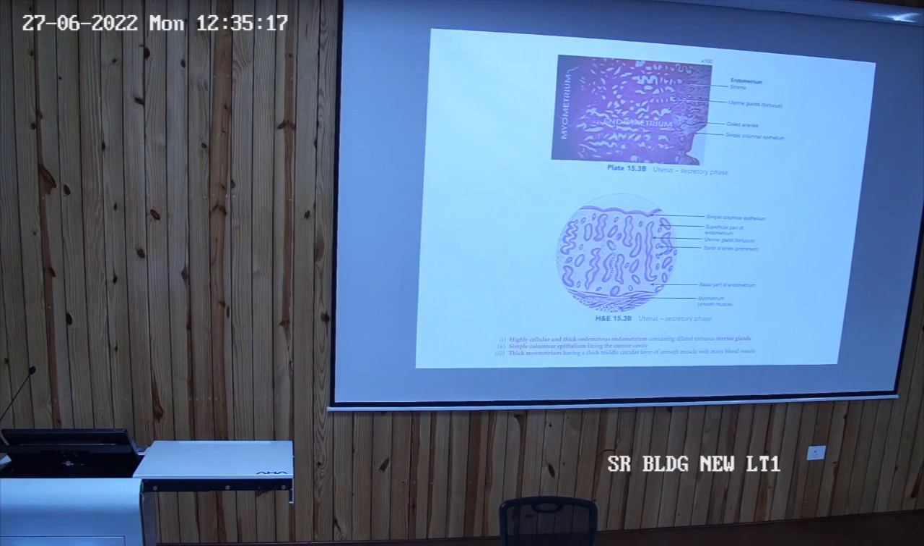For the menstrual stage, we will not provide you slides, only the secretive phase and proliferative phase. In the menstrual phase, you will see a large number of blood masses, nothing else. So that is the part on uterine glands.